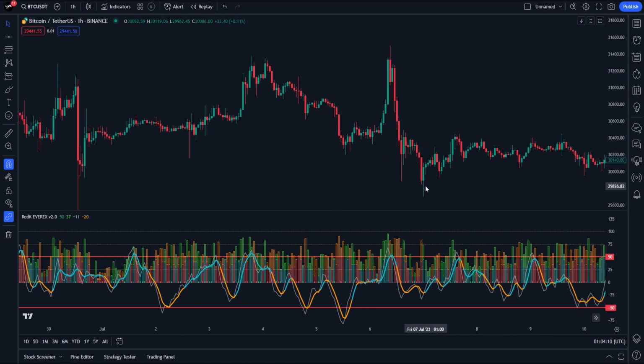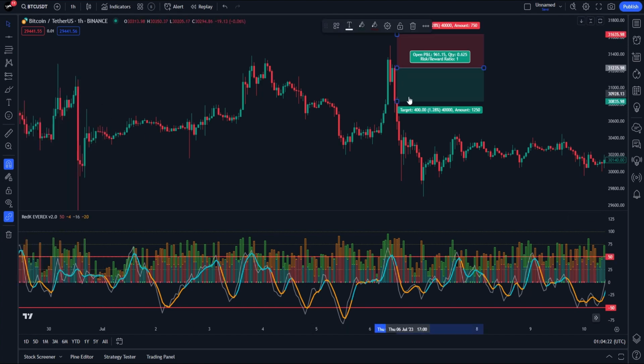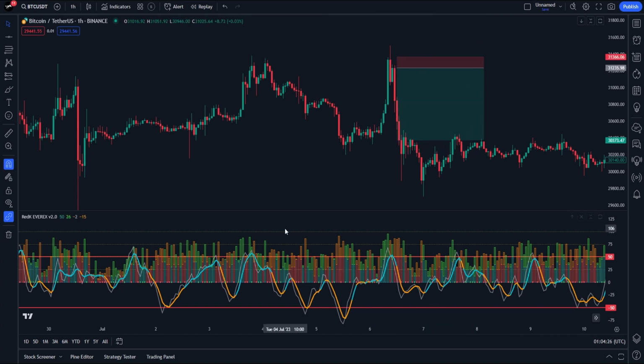For sell trades, the process remains akin. Wait for both lines to ascend beyond the 50 level, then closely monitor the orange line as it crosses the white line in a downward motion. This will indicate a bearish trend reversal. But hold on, before we execute trades, let's seek further confirmation.